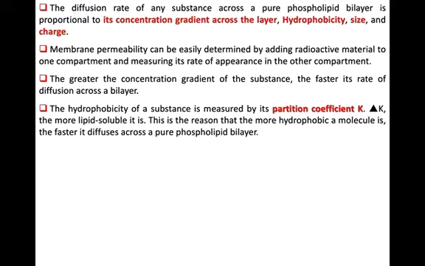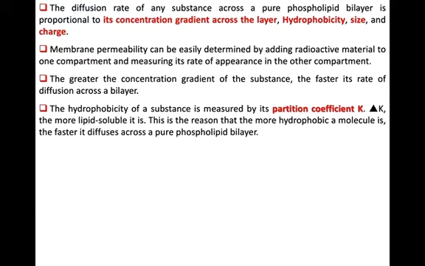So the hydrophobicity of a substance is measured by a coefficient which is called the partition coefficient K. So the higher the K, the more lipid soluble it is. If the molecule has a higher K, that means it's very lipophilic. This is the reason that the more hydrophobic a molecule is, the faster it diffuses across a pure phospholipid bilayer. A hydrophobic molecule is the same as a lipophilic molecule, okay? So the more hydrophobic and lipophilic the molecule, the faster it can pass across a pure phospholipid bilayer.